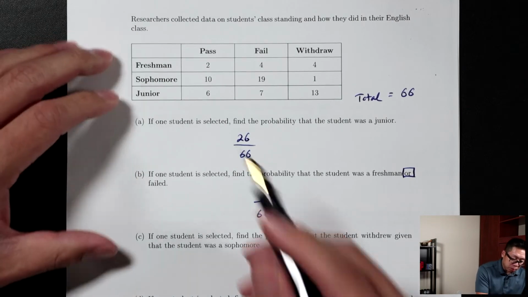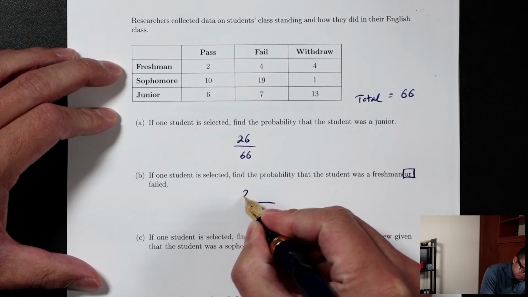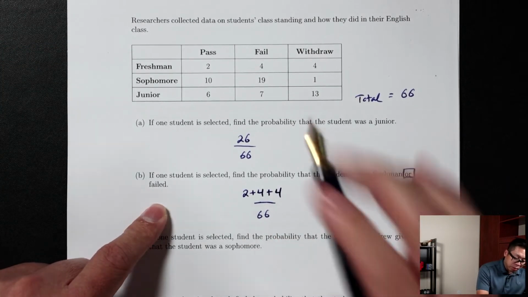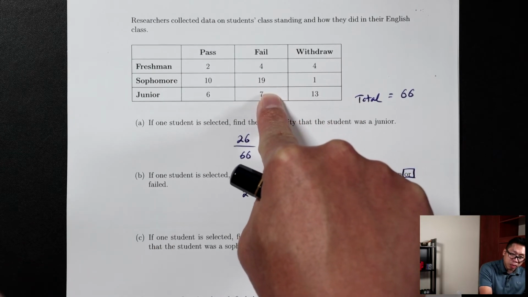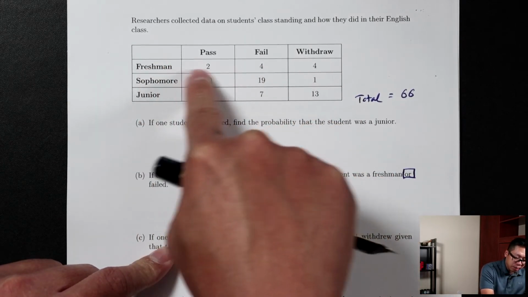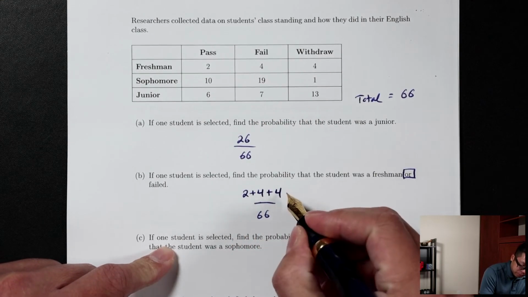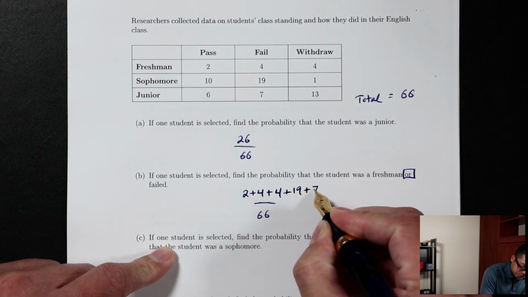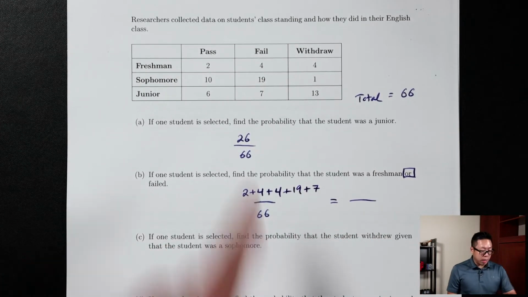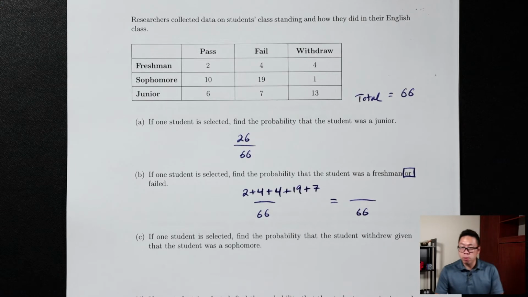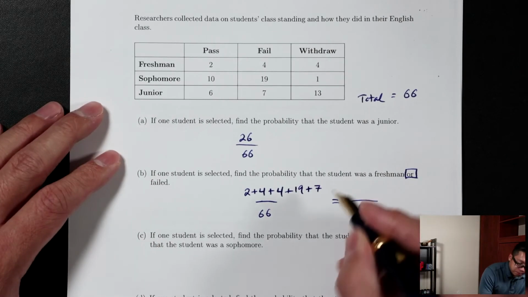So all the freshmen would be 2, 4, and 4. And then together with all the failed, which is 4, 19, and 7. But remembering that I already got the 4 from doing the freshman, I am only going to add on the 19 and the 7. And that's because I don't want to count a box twice. Bottom is going to be 66. Up top, it'll be 2 plus 4 plus 4 plus 19 plus 7. 36.